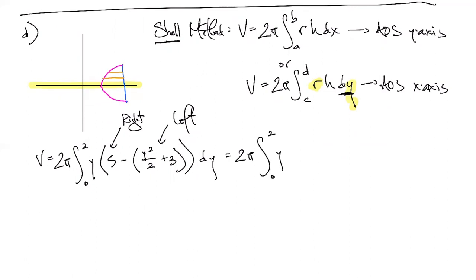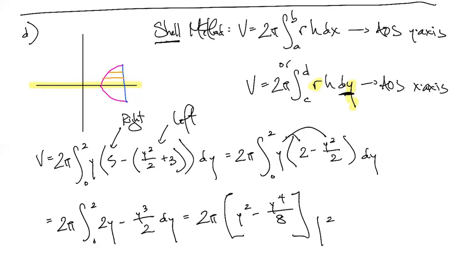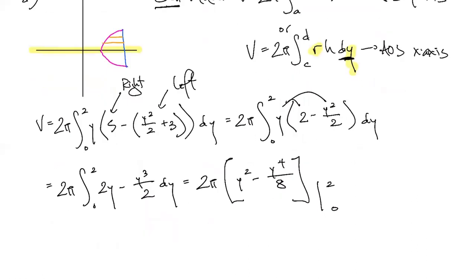All right, we've got y, we've got 2 minus y squared over 2 dy. And we're going to distribute that y. So we get 2y minus y cubed over 2 dy. And we're going to take our integral. So this gives us y squared minus y to the fourth over 8. We're going to plug in 2 and we're going to plug in 0.